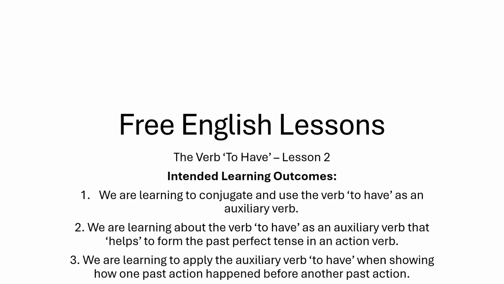1. We are learning to conjugate and use the verb to have as an auxiliary verb. 2. We are learning about the verb to have as an auxiliary verb that helps to form the past perfect tense in an action verb. 3. We are learning to apply the auxiliary verb to have when showing how one past action happened before another past action.